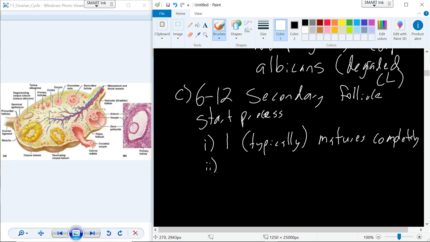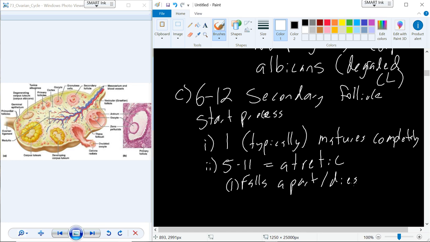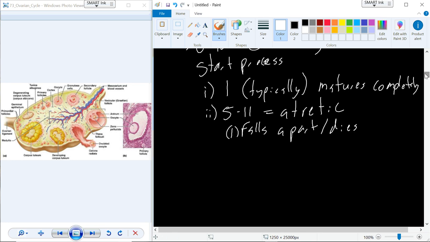So, what happens to the other 5 to 11? Normally, those 5 to 11 go through a process known as atresia, so we can say that they become atretic. That basically means that they will stop the maturation process, and they will go through a digression or a reabsorption process, and just get pulled apart. No longer be a follicle, so they fall apart and die.